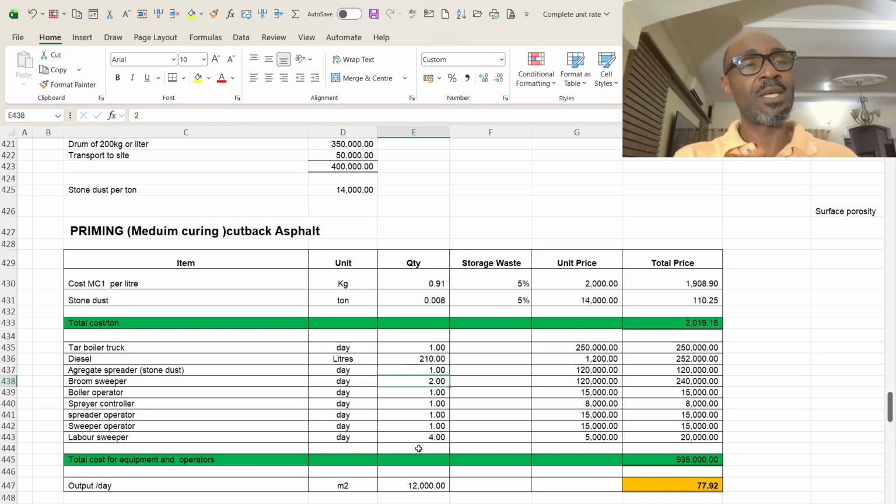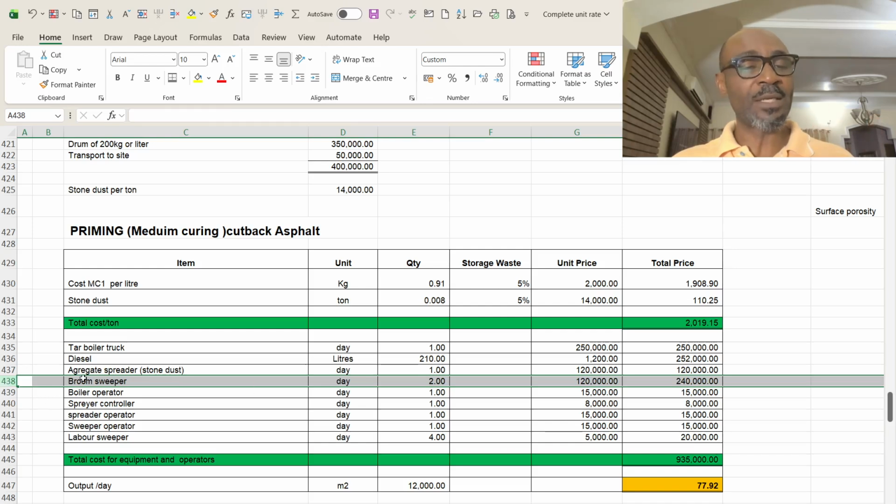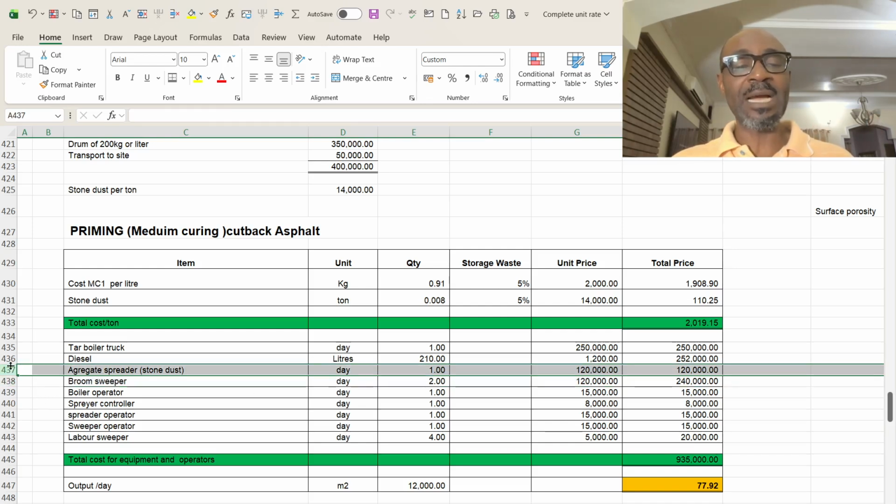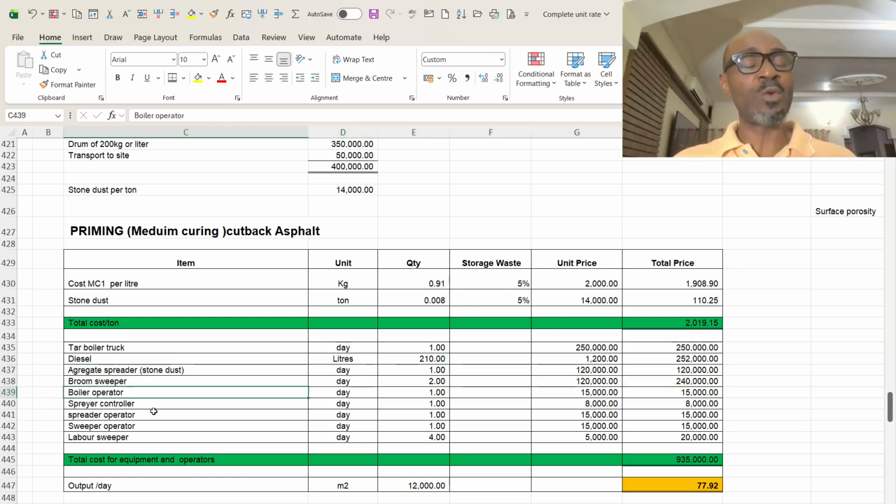Then after the spraying of the MC and also the aggregate, when it's dried, before the asphalt commences, the sweeper will come and sweep off the excess stone dust that is over the primer. So that is why I have booked it for 2 days, and why others are booked for 1 day. You can see the boiler is 1 day, the broom sweeper is 2 days, while the aggregate spreader is 1 day.